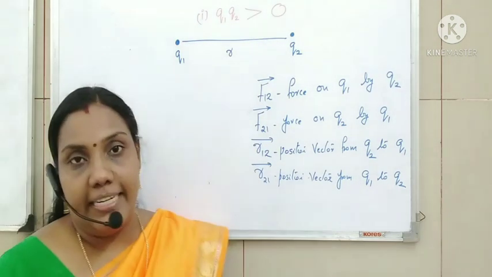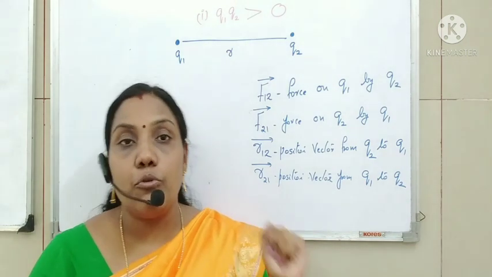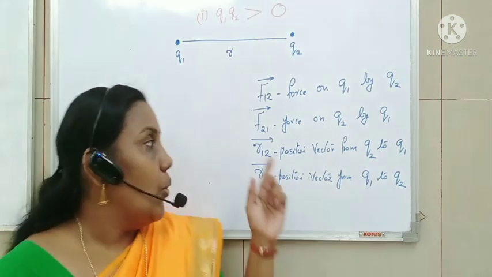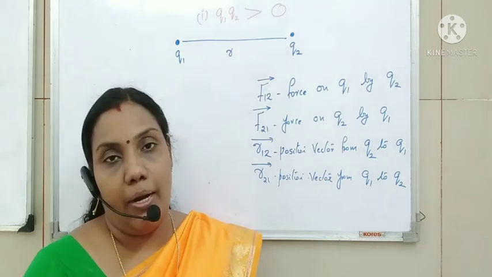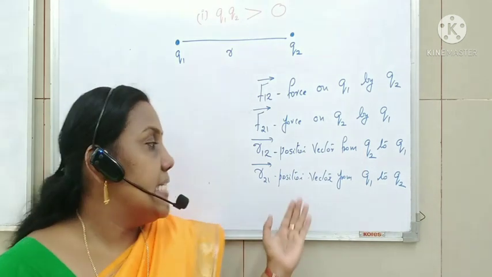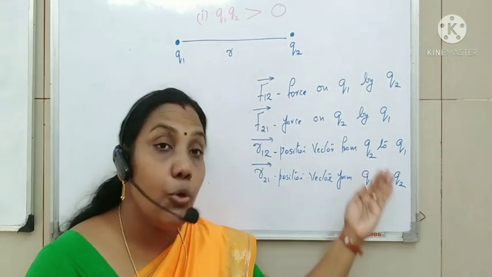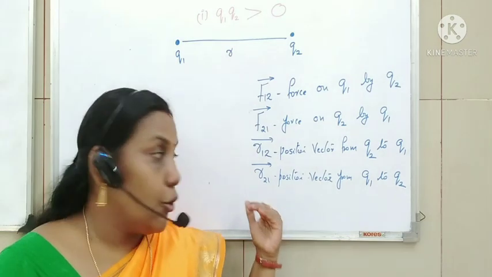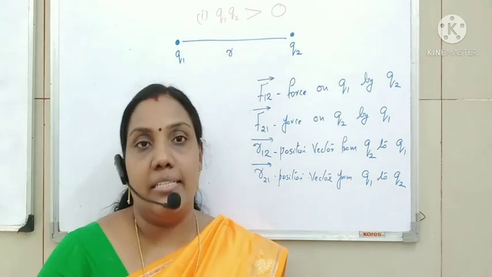Similarly, there are two position vectors. Even though r is the distance between Q1 and Q2, in order to express it in vector form we have to consider two position vectors. Vector R12 is the position vector from Q2 to Q1. Second one is vector R21, the position vector from Q1 to Q2. So there are two position vectors and two force vectors.